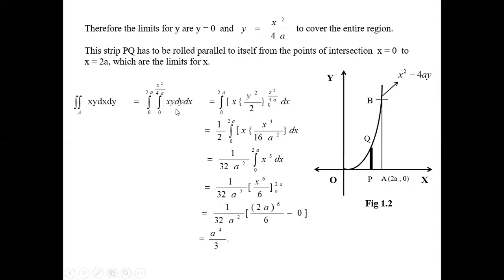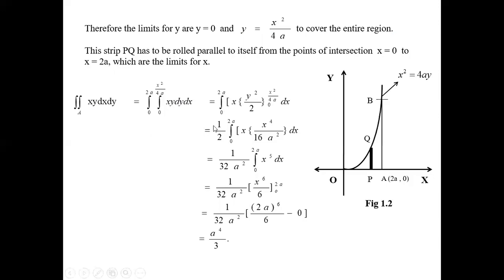That is given by, here you are taking a strip parallel to y-axis. Therefore, you are integrating first with respect to y. That is integration from 0 to 2a. Then x becomes constant. Integral of y dy is y square by 2 between the limits 0 to x square upon 4a. Then you have to integrate with respect to x.